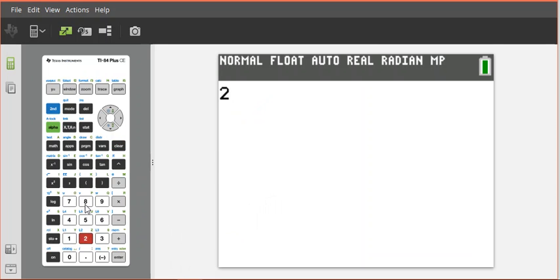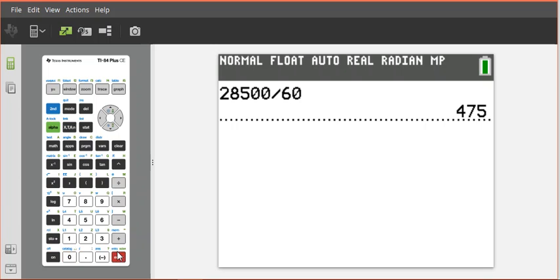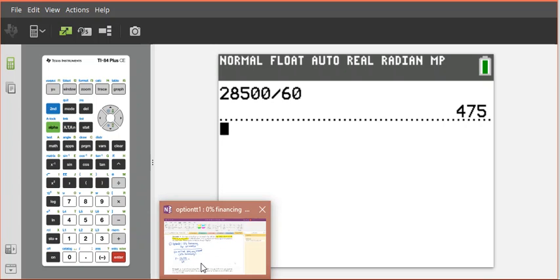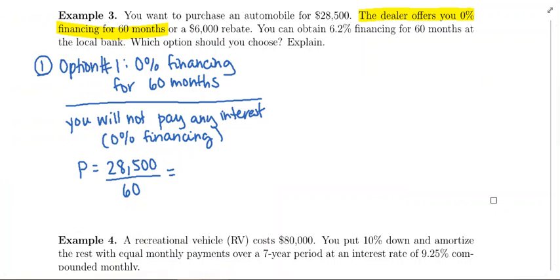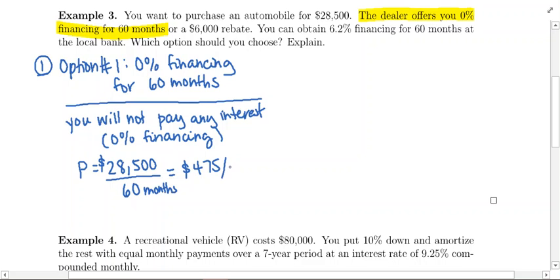So we would do $28,500 divided by the number of payments, so total cost divided by total number of payments. That means every month you're going to be paying $475. Remember, what are the units here? This is dollars per month, so this is going to be $475 per month. That would be your payment here. So that's the monthly payment for option number 1.